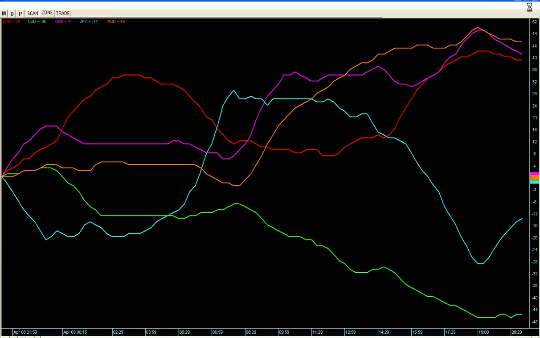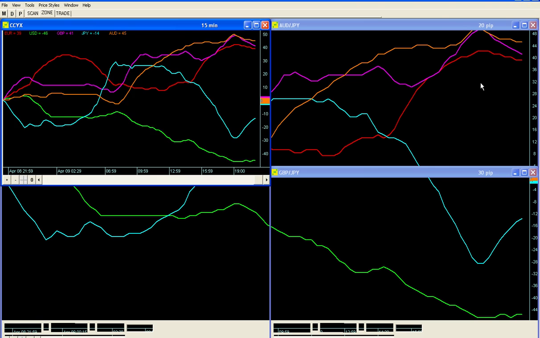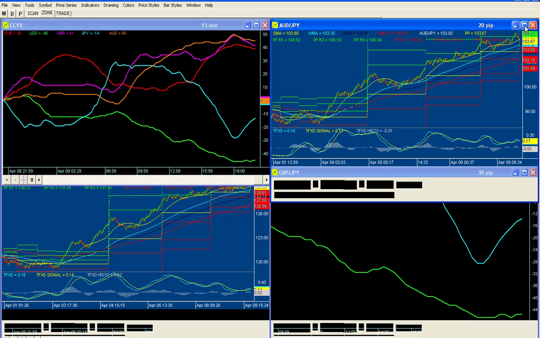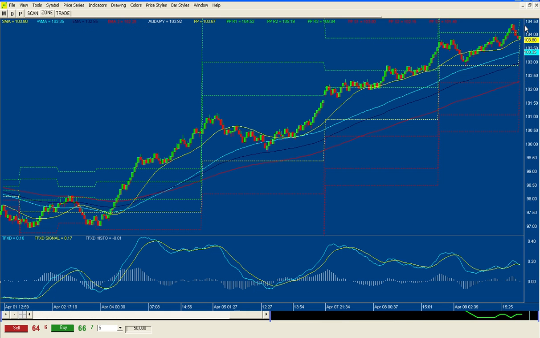Let's look at some of these a little bit more specifically. Let's look at that Aussie yen first. Let's pay some attention to that pair, which I think is understandable. And let me bring up Aussie yen here in the top left hand corner on a 20 pip view.